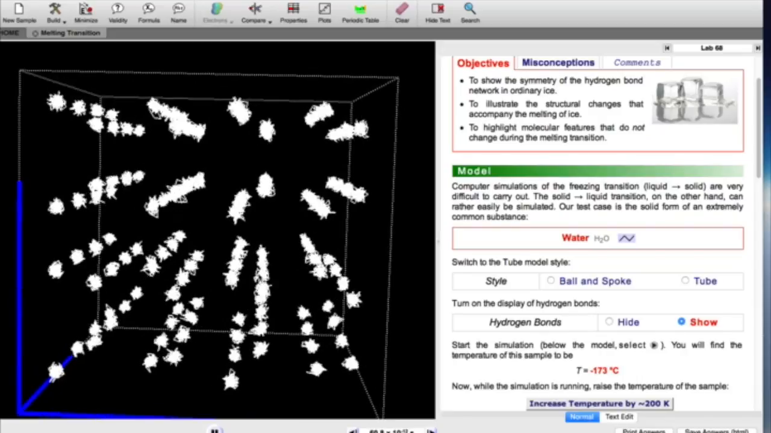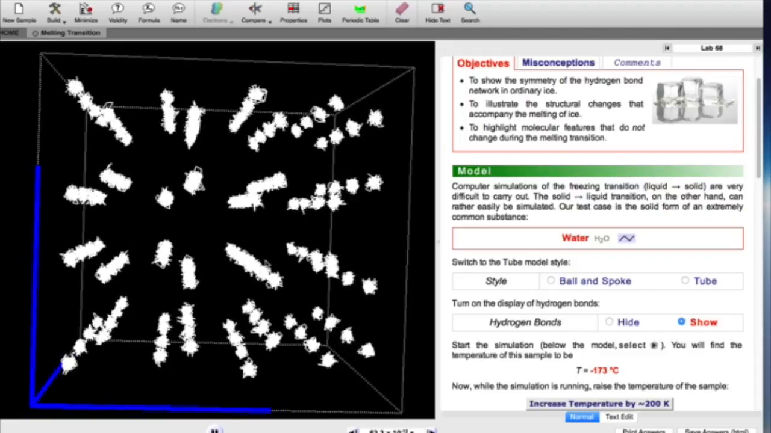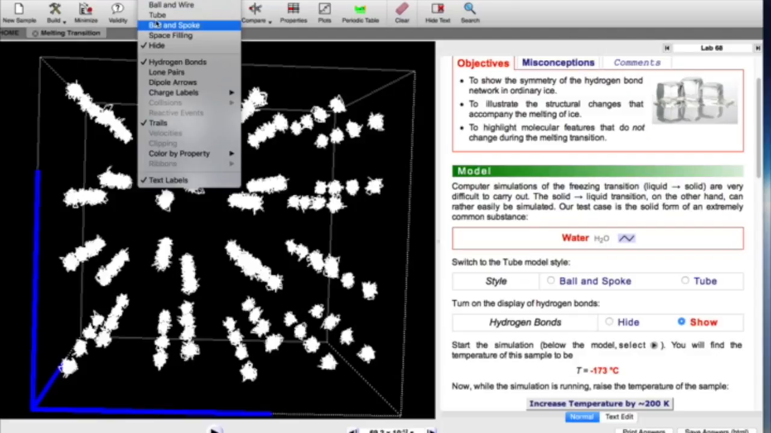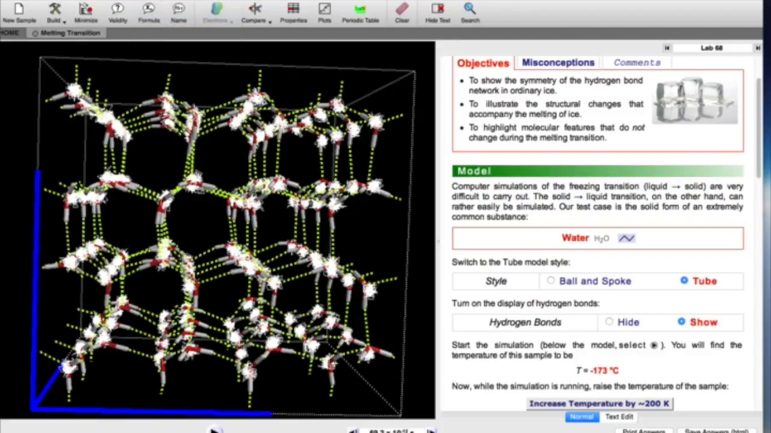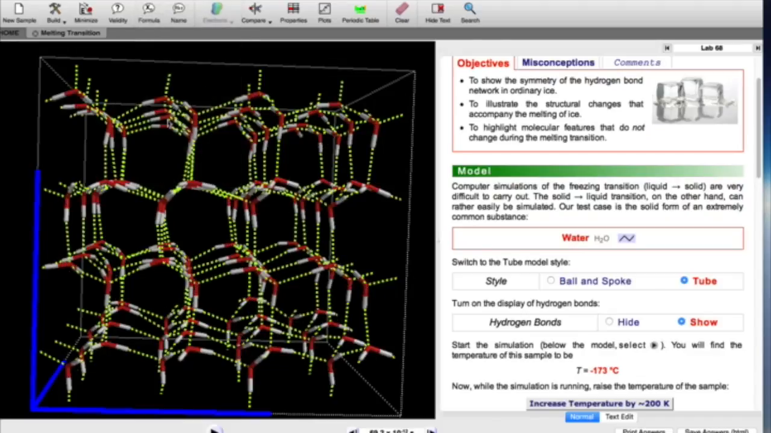So this allows us to really just visualize the center of each molecule and really say, hey, this is what we mean when we say definite volume and definite shape. The water molecules themselves are effectively locked in position by the strong hydrogen bonding interactions. So I'm going to go back and revisualize the system. We'll go back to, in this case, tube, and I'm going to turn off the trails here because otherwise they will get in the way.